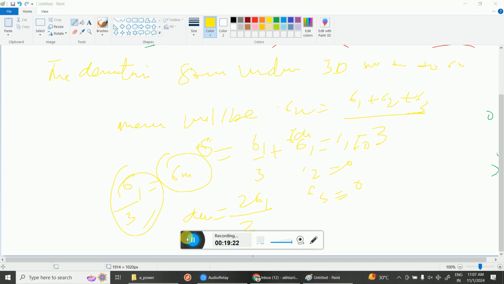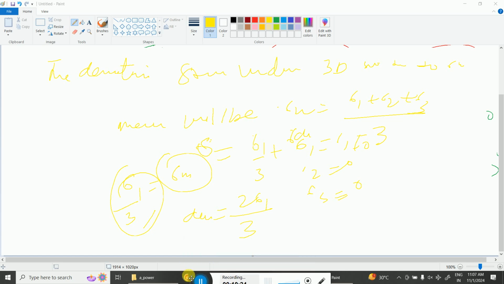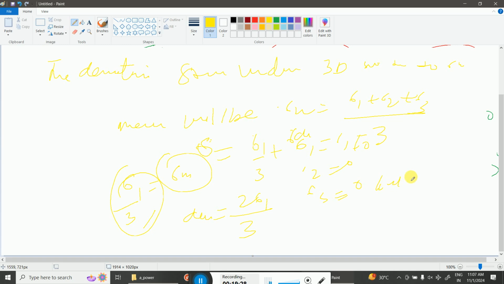But in the case of uniaxial, the total stress is equal to sigma 1, because all the others are 0. Then sigma 1 is equal to sigma 1 by 3 plus sigma deviatoric. Then sigma 1 minus sigma 1 by 3 is equal to 2 sigma 1 by 3, and this is the deviatoric stress. Okay, this is the deviatoric stress for the uniaxial case.